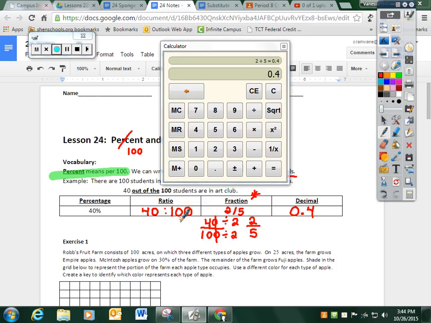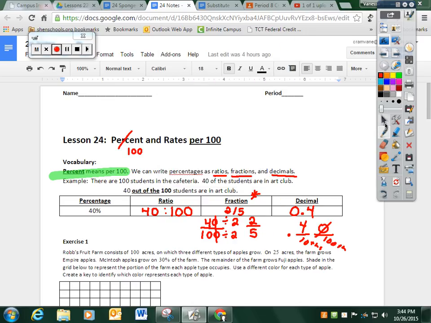And another way to look at it is 40/100ths. You have the tenths, the 100ths. Percents are always going to end in the hundredths place. So 40/100ths would be 0.40. You don't necessarily need that last zero. But I am going to focus on using the fraction in the calculator, dividing the numerator by the denominator to convert it, because I think that's such a great skill. Okay, so let's go to exercise 1.